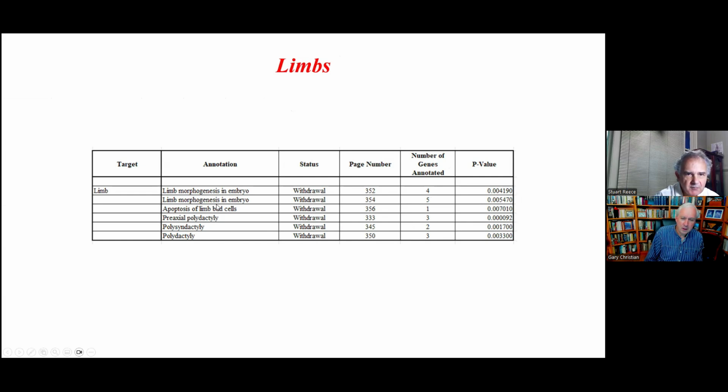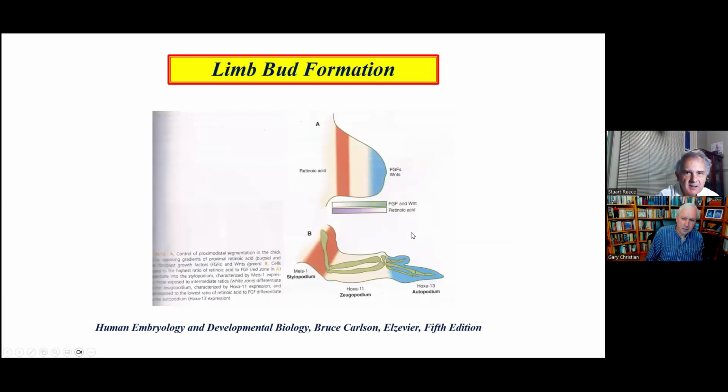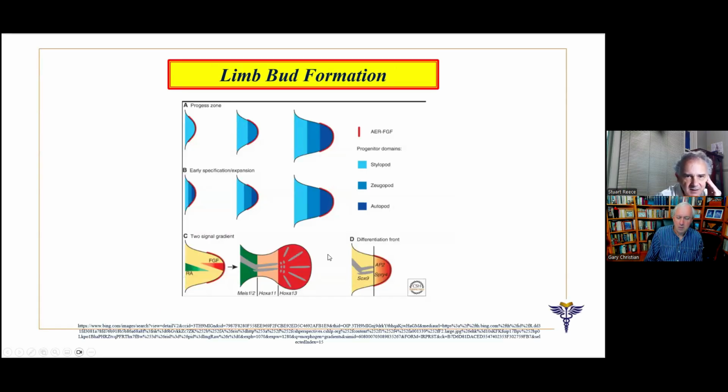Polydactyly, apoptosis of the limb bud cells, death of the limb bud cells, and limb morphogenesis in the embryo. You can see all these genes here are implicated in limb development. The limb actually forms as a meshwork of these different morphogens: fibroblast growth factor, Wnt, and retinoic acid. There are contrasting gradients of these, and these morphogen gradients determine exactly how the limb is going to form.